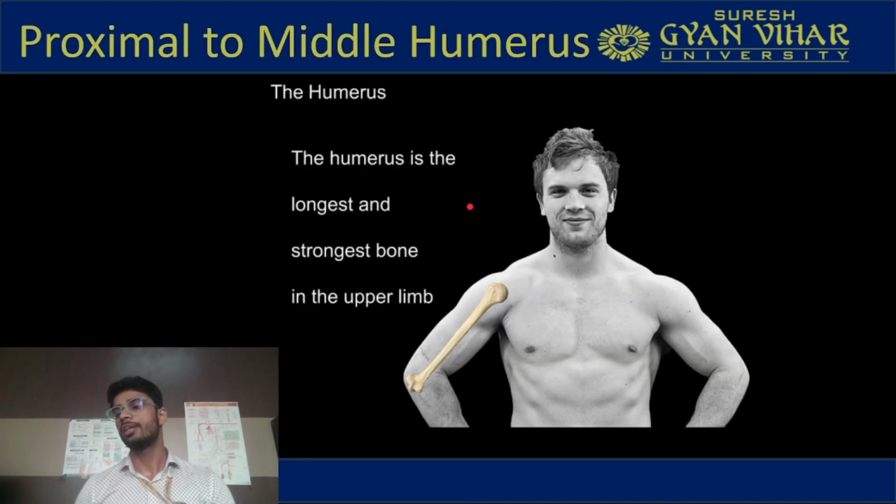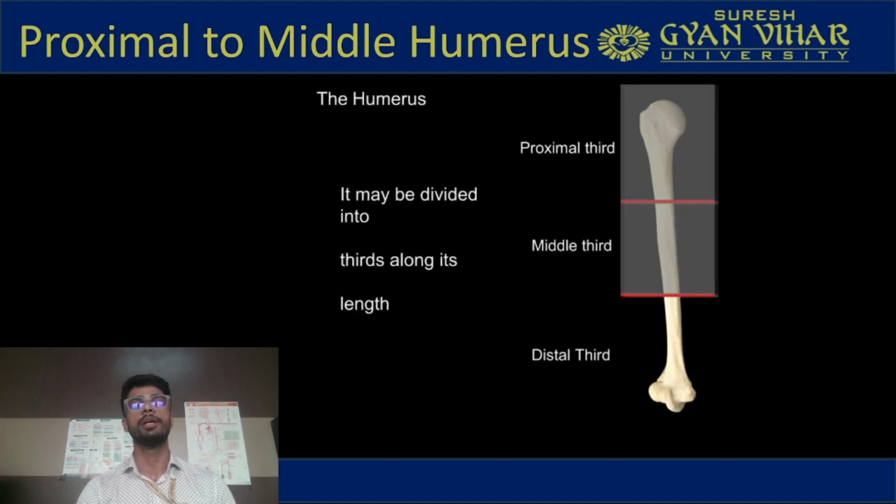Now this was all about the scapula. Now let's see the humerus. For the shoulder complex we are going to study the proximal to middle humerus. We are not going to see the distal humerus; that we will study in the elbow joint biomechanics. This is the longest and the strongest bone of the upper limb. Remember, students, that the humerus is the longest and strongest bone in the upper limb. Now you can divide this humerus into three parts: proximal third, middle third, and distal third.